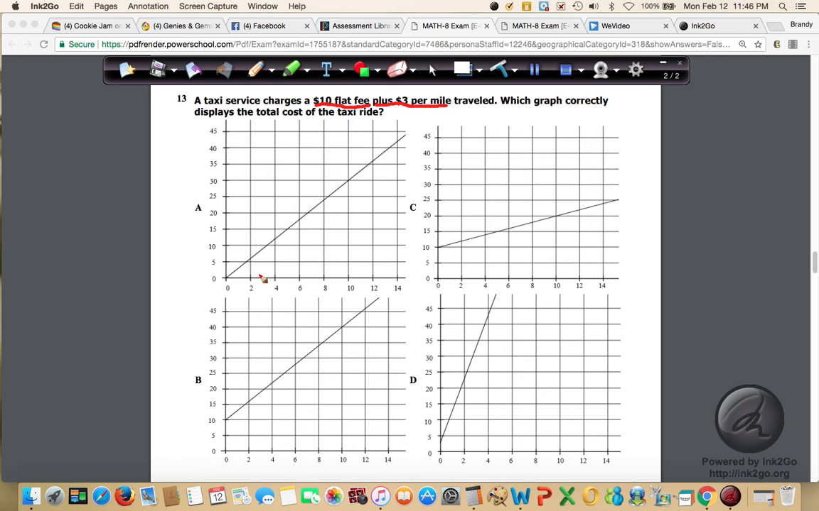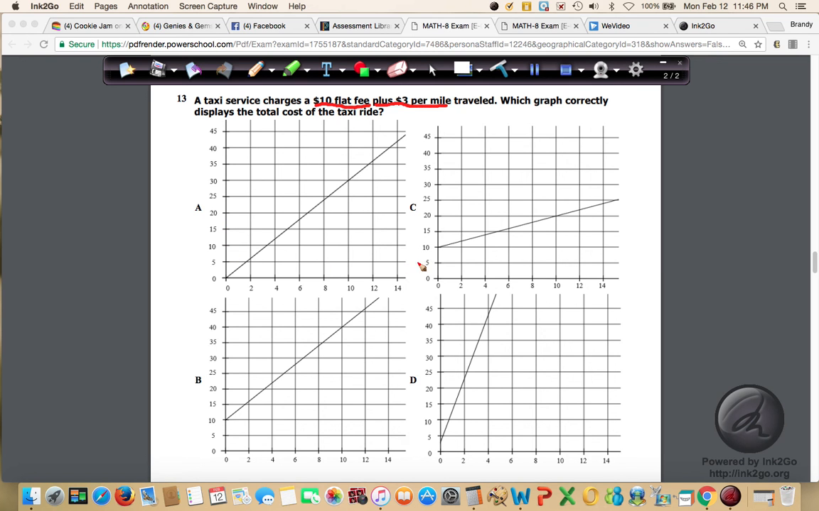Which one of these, because they don't give us any labels, is going to be miles and which is going to be money? If you think about independent, dependent, think about your X and your Y. What are we controlling? Do we control how far we go or how much it costs? Well, some people might say, if I only have $20, I know I can only go this far. And that's true. But most people say, well, if I've got to go from Buford to the downtown mall, that's 4 miles. So that's how much it's going to cost. You think about miles as what you have control over. So this axis right here, our x-axis, is going to be miles. Our y-axis is going to be our money.